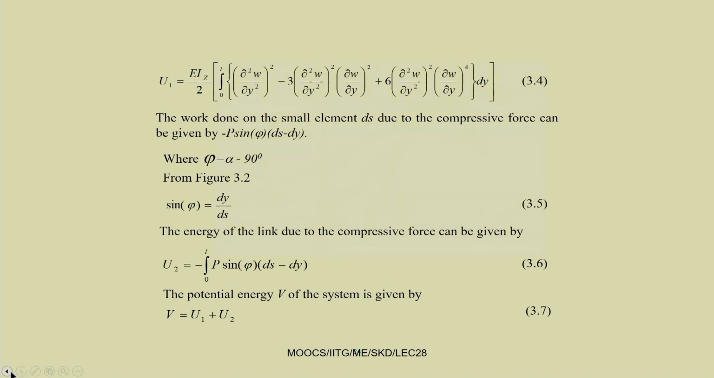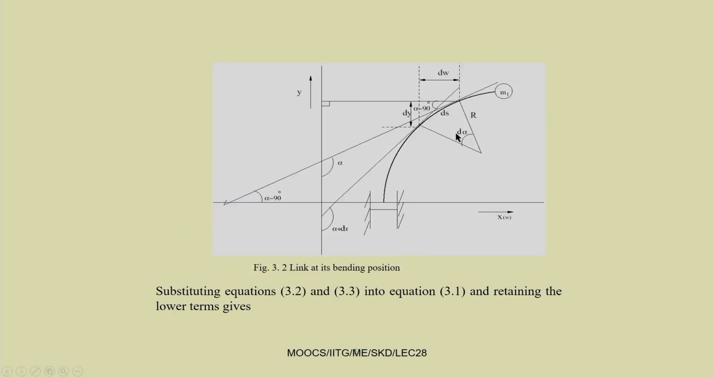From this figure you can see we have taken r as the beam is bending like this. So, this is the center of curvature, this is the radius of curvature, this length we have taken as ds length and this angle is d alpha. This angle is alpha, as we are taking this angle equal to alpha. So, this is equal to alpha minus 90 degrees.